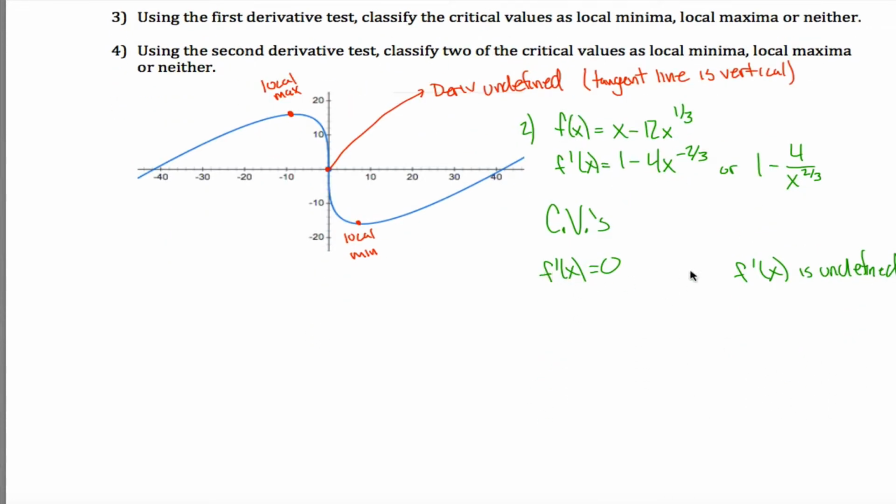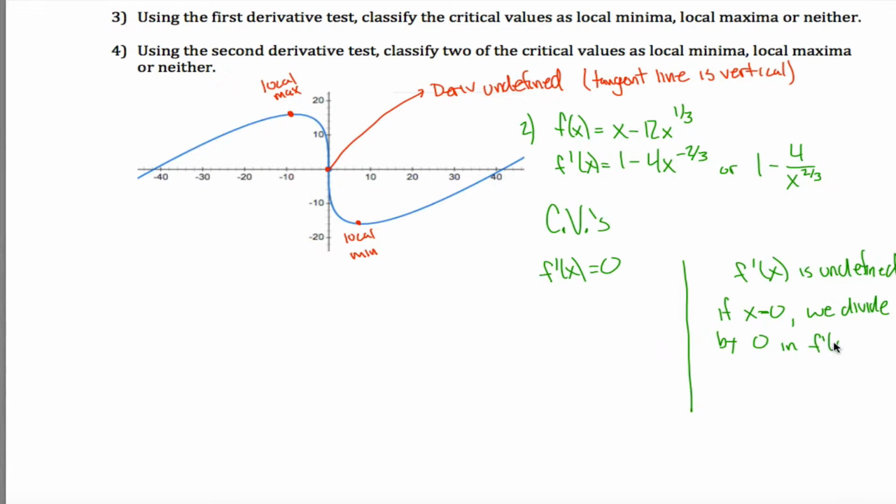Well, let's see. Maybe we'll start with this undefined one. Think about this as the derivative. If x equals 0, we divide by 0.